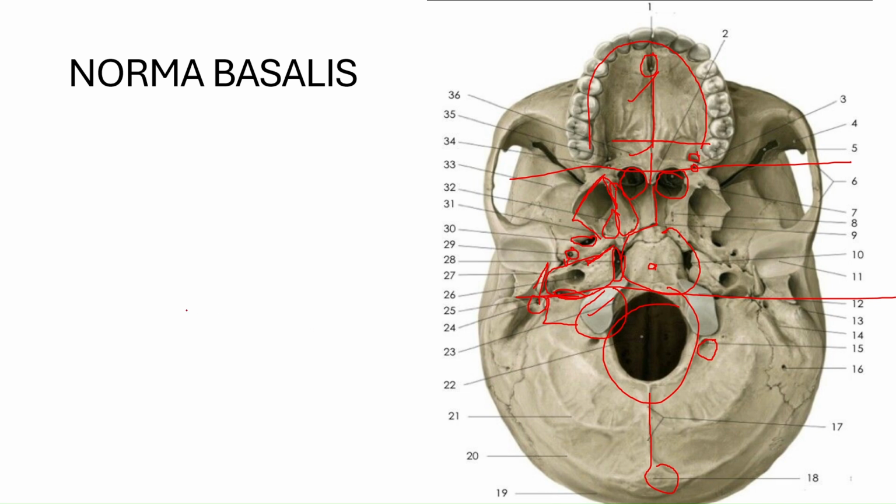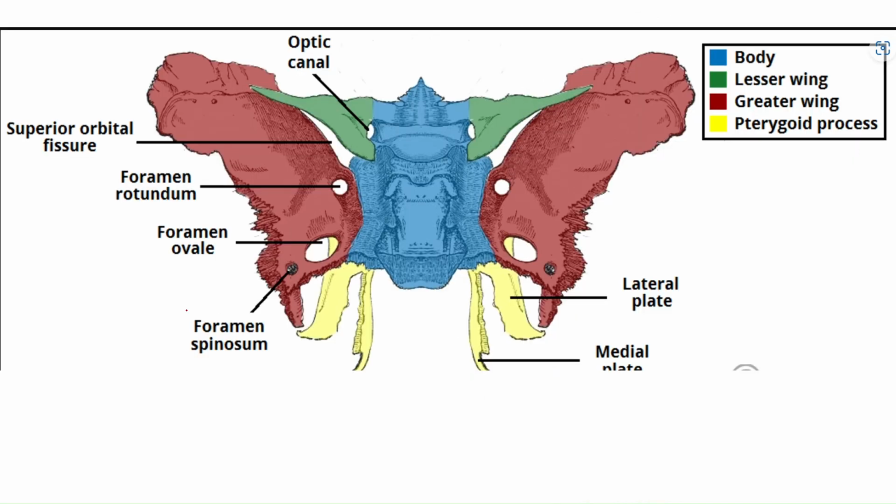So this was all about Norma Basalis. Now we will go one by one. You see these two foramina, the foramen ovale and the foramen spinosum, we were seeing in the greater wing of sphenoid. So this is the greater wing of sphenoid, you can see here. When you see the skull from the interior aspect, the foramen rotundum you will also see. Now, you can't see the foramen rotundum when viewing Norma Basalis from the external aspect.